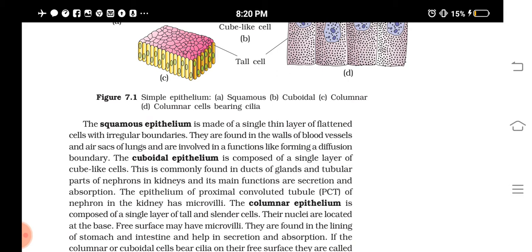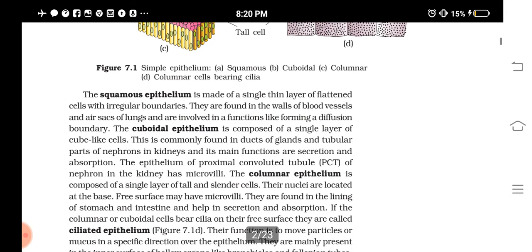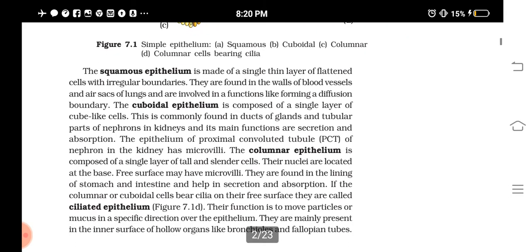Then what? Columnar epithelium. I told you the cells are taller than their thickness, and their nuclei you can find where? At the base of them, and on the free surface of them, where they are not attached to the other tissues, they may have some microvilli. Villi are what? Finger like projections. Microvilli means very small villi. You can see them in the lining of the stomach and intestine, and they also help in secretion and absorption.